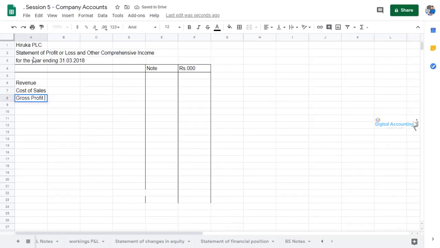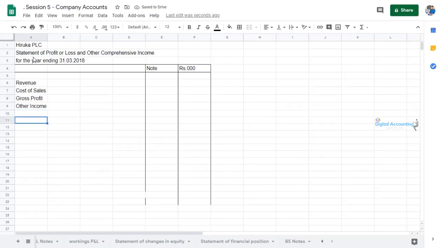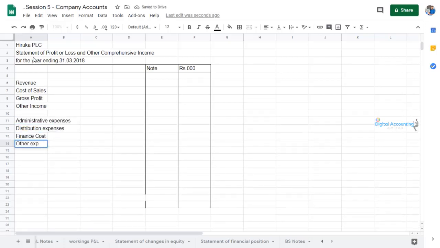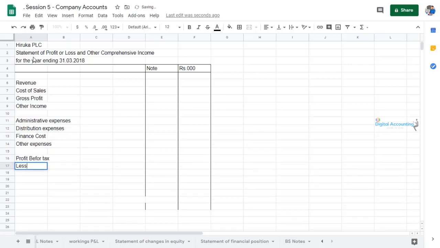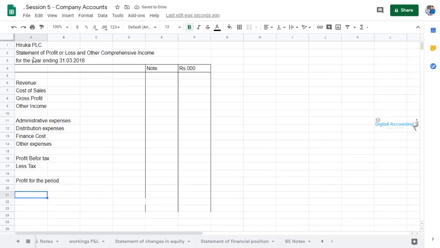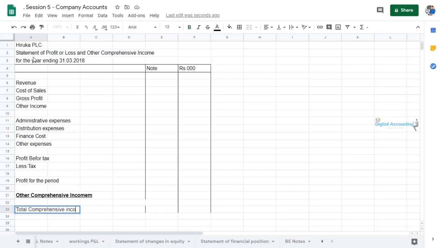Revenue, cost of sales, gross profit, other income, administrative expenses, distribution expenses, finance cost, other expenses, profit before tax. We need to deduct tax, then we can calculate the profit for the period. As it is a PLC, we will have other comprehensive income and total comprehensive income. We need to provide notes for other income. So the first note is for other income, the second note for profit before tax, and the third note we need to provide for the tax.